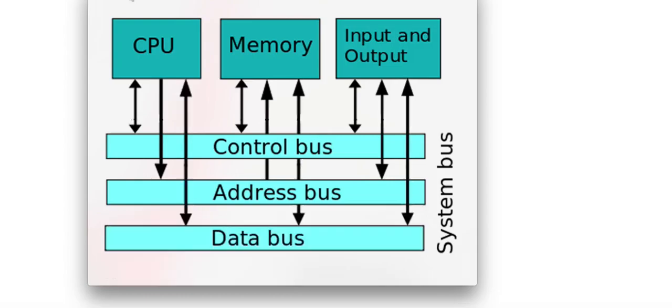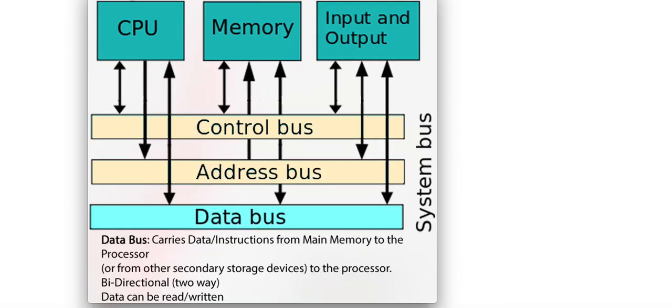So let's have a look at the data bus. The data bus has communications to and from the CPU, to and from memory, and to and from input devices. So information travels in both directions. What does it do? As you might expect, the data bus carries the data or instructions from main memory to the processor, or from other secondary devices to the processor. It's bidirectional, it's two ways, and data can be read and written.